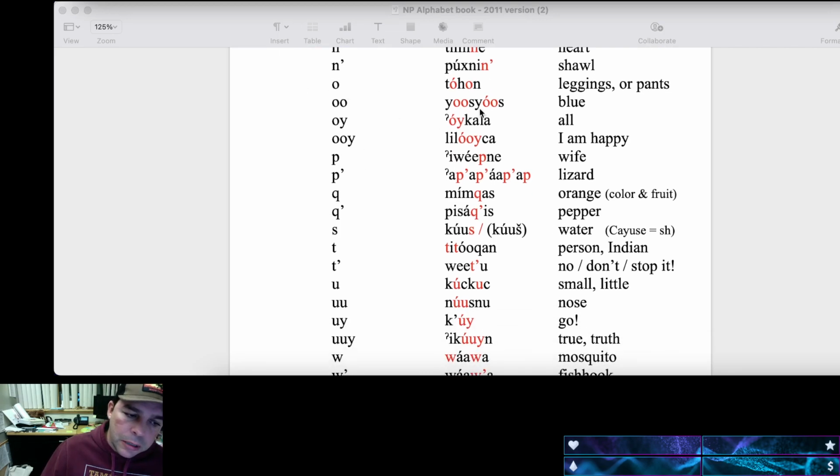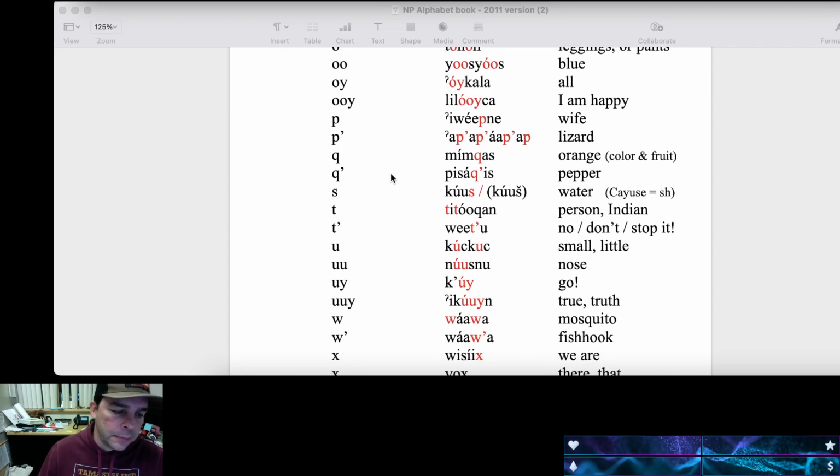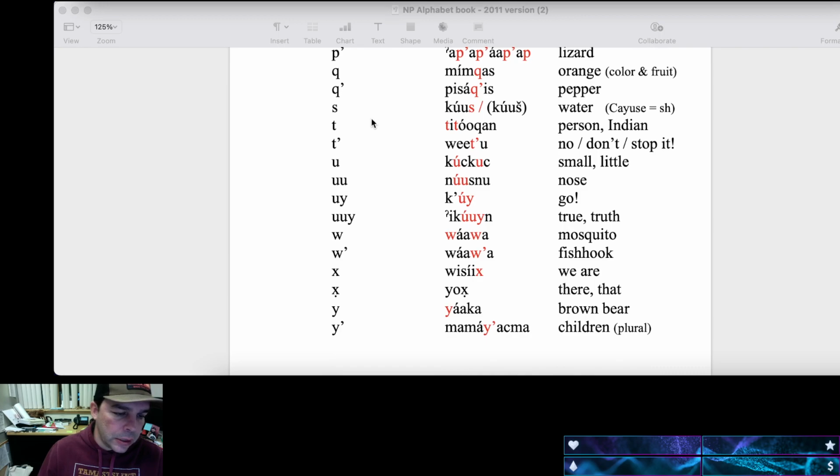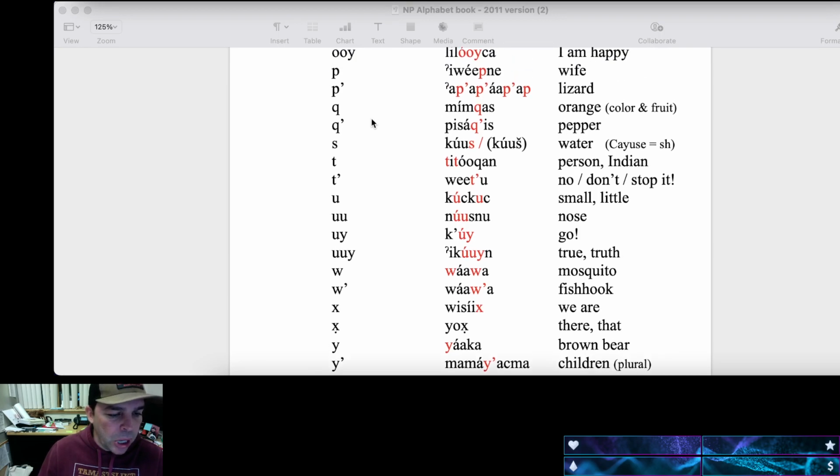The O is always going to make the O sound. You shape your lips just like the letter O. Tohon, it can get elongated too. Yos. It has a diphthong with the Y. Oikala, liloitza. P is just like English. It gets an adjective. You have a p and a p.